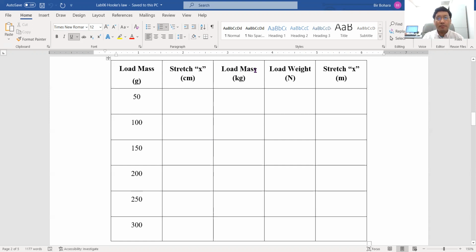Then load in mass, in kilograms. You write the mass in grams here, then convert to kilograms by dividing by 1,000. For the load in weight, if you multiply this value by 9.8, you get the load, which is the weight in newtons. Then the stretch X in meters: you measured it initially in centimeters, and we have to convert it into meters because everything should be in the SI system.